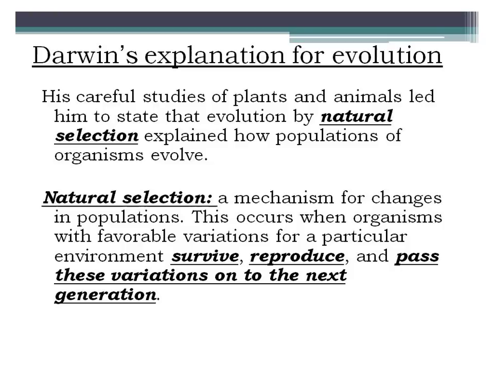This occurs when organisms with favorable variations for a particular environment survive, reproduce, and pass these variations on to the next generation. So basically what they're saying here is that natural selection is favoring particular species that have favorable traits.